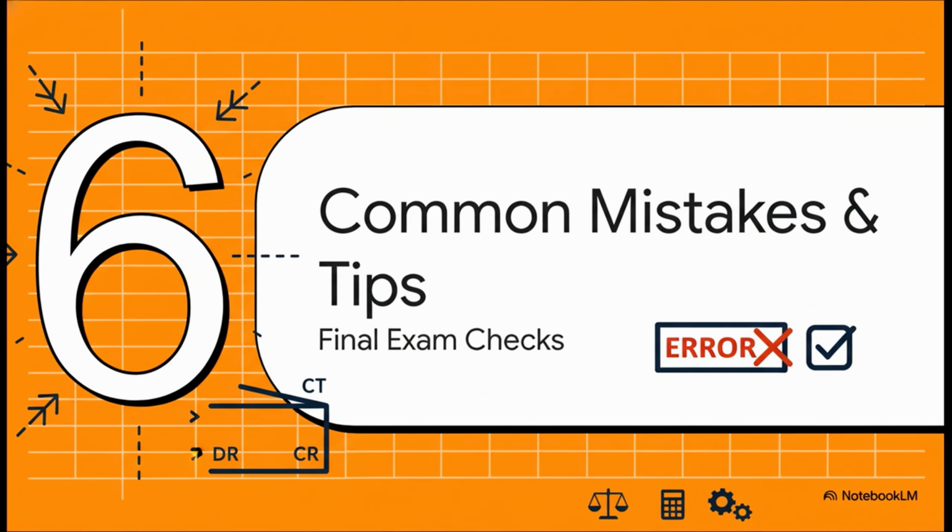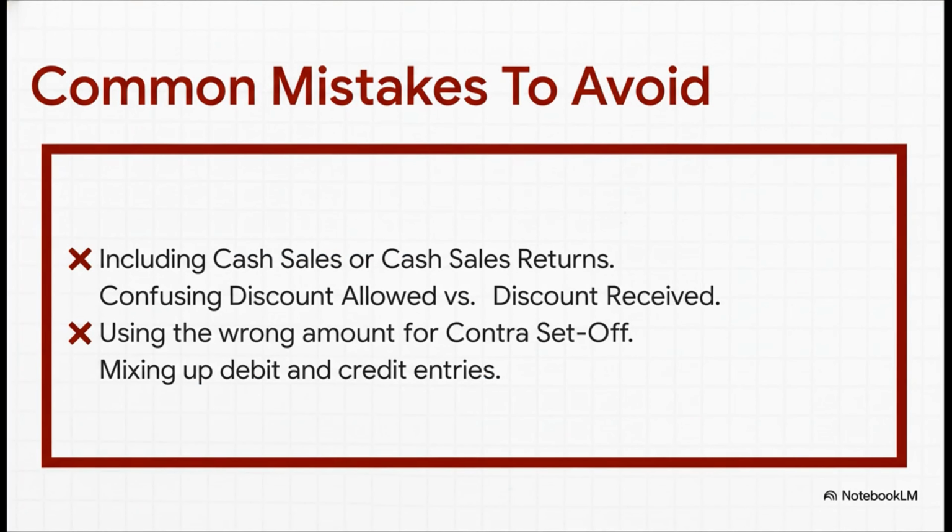Awesome, we're on the home stretch. Before we wrap up, I want to give you some crucial tips for exam day. Let's go over the most common trip-ups so you can avoid them. Okay, listen up. These are the big ones. First, people always forget that control accounts are for credit transactions only. If you see cash sales in the question, it's a trap. Just ignore it. Second, mixing up discounts. Just burn this into your brain. You allow discounts to your customers, you receive discounts from your suppliers. Don't mix them up. And finally, the simple stuff. Under pressure, it's easy to put a number on the wrong side. Just take a breath and double-check your debits and credits before you move on.